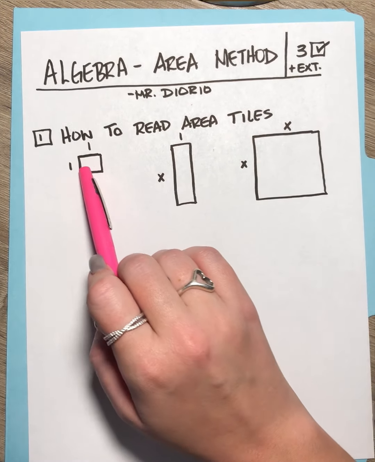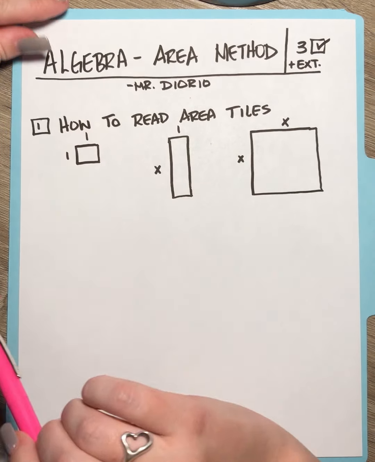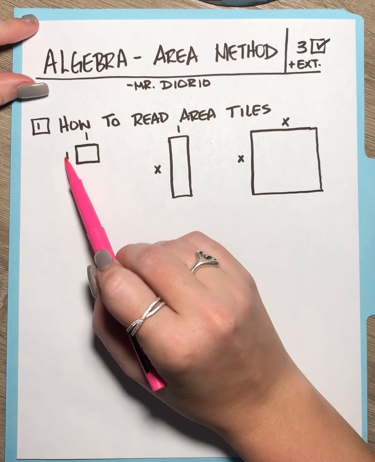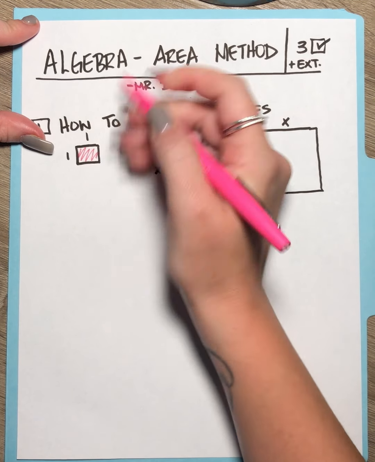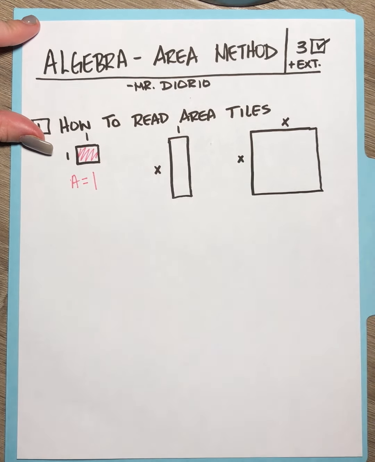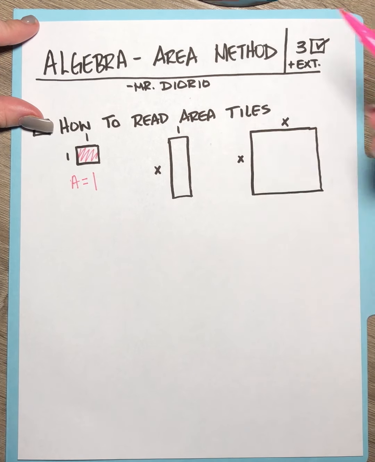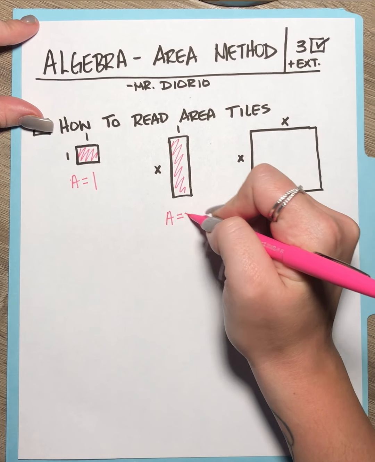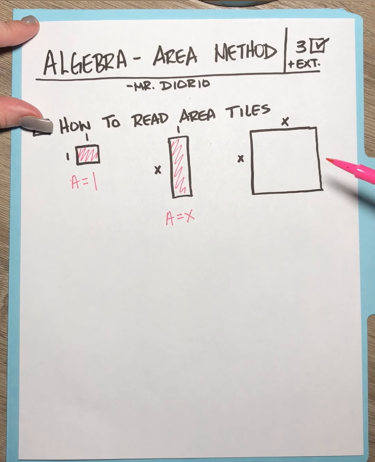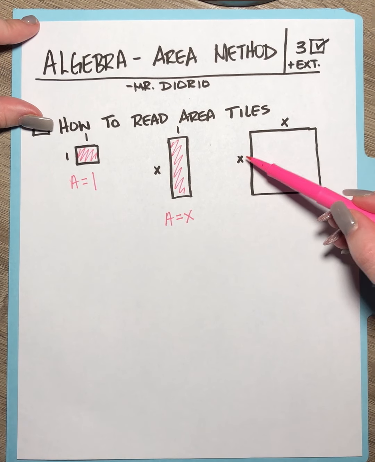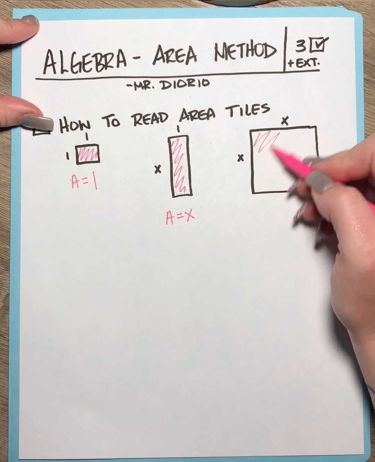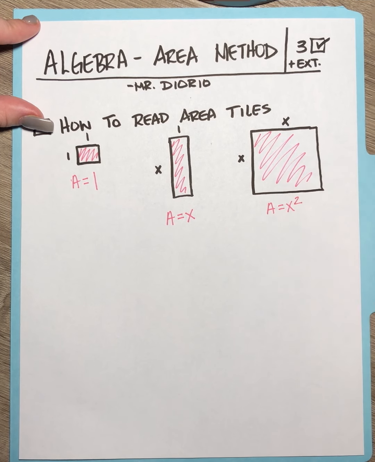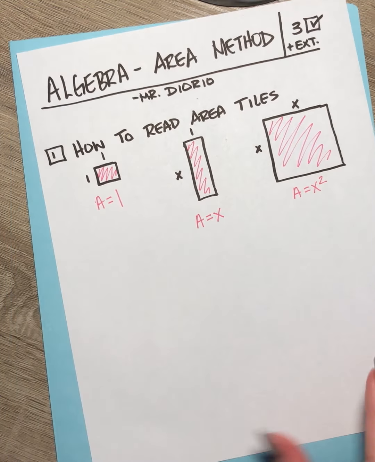So area tiles are just tiles with a certain amount of area in them, right? So for this first one, we know area is length times width. So 1 times 1, if I shade this in, gives me an area of 1, right? This one, 1 times x. When I shade that in, I will have an area of x. 1 times x is equal to x. This one, x times x is x squared, right? So when I shade this in, I'll have an area of x squared. And that's how we read area tiles.